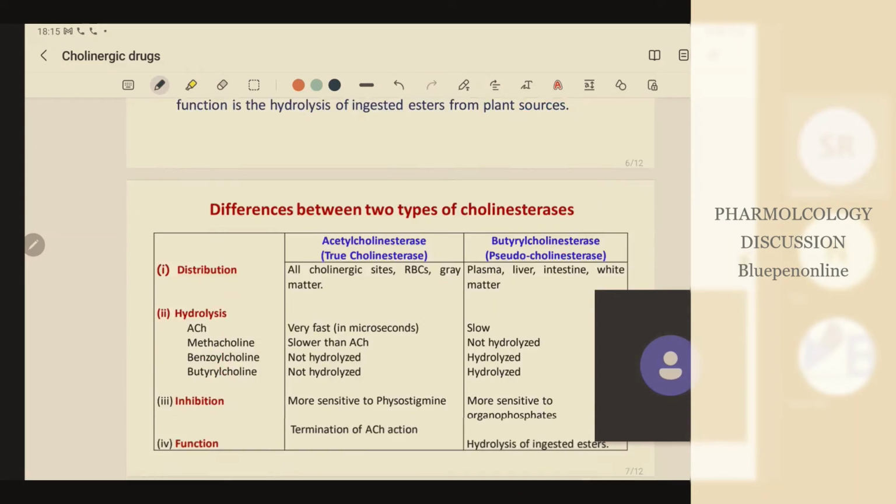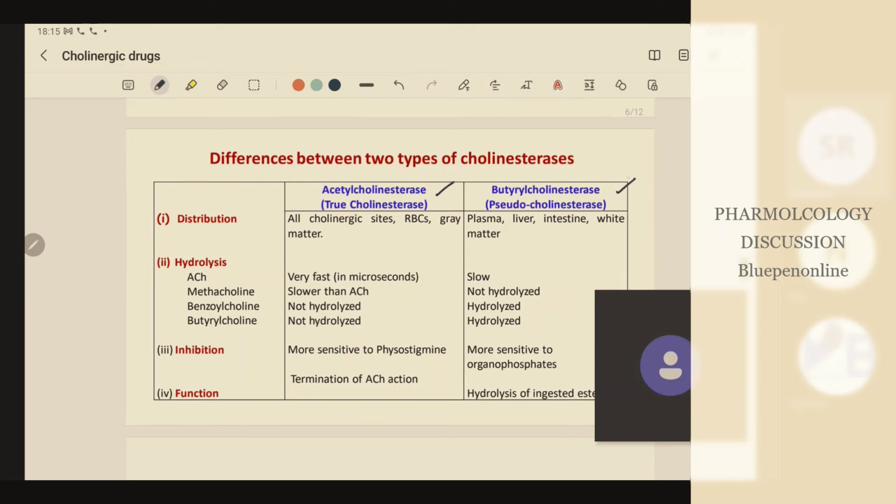This is just for your theoretical knowledge that there are two types of cholinesterases. One is the true cholinesterase, acetylcholinesterase. The other is pseudocholinesterase. It is important to know the difference, but it is very theoretical.